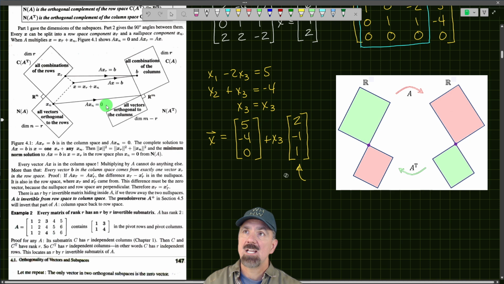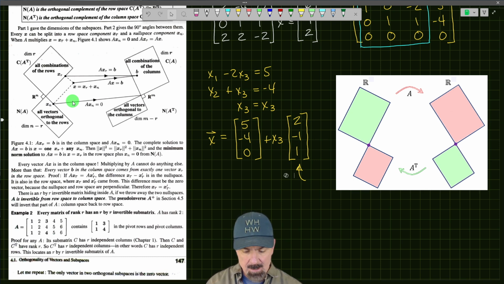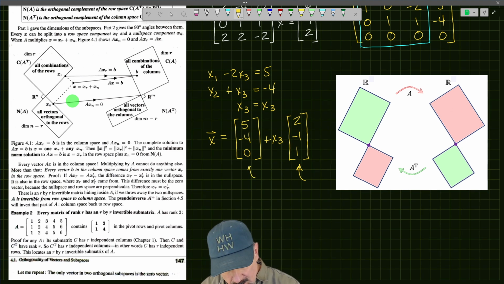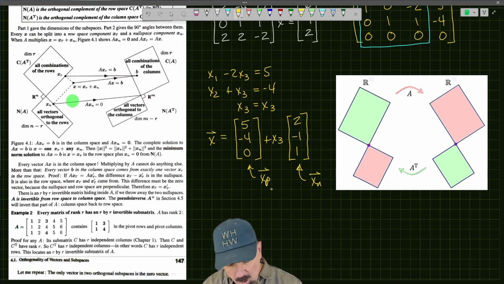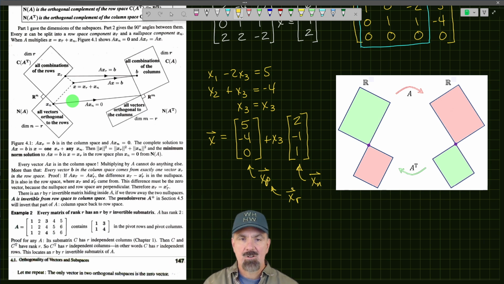What he's saying over here is that every solution to the problem that we're looking at has two pieces. It has the particular solution that we talked about here, and it has the null space solution, which in this case is the special solution that we've talked about earlier in chapter 3. And he is now calling this XR, referencing the fact that it's in the row space.